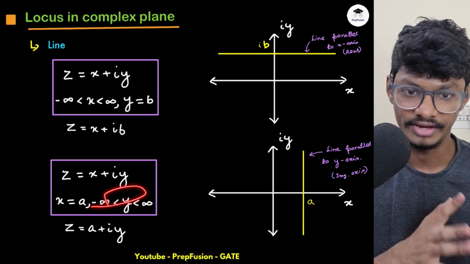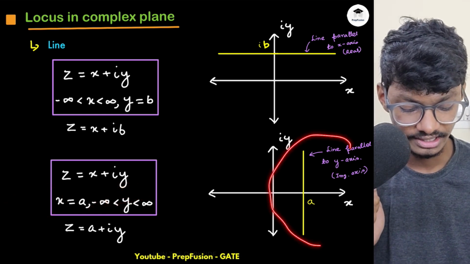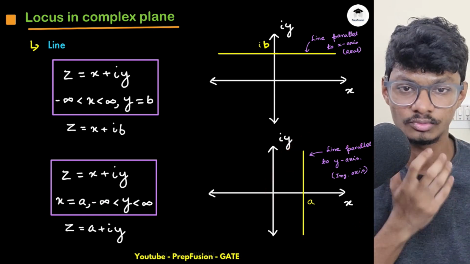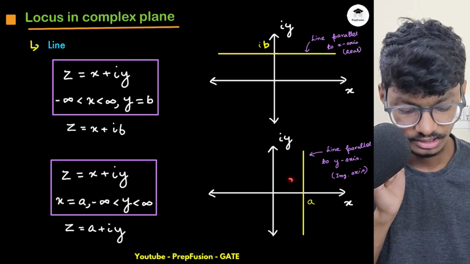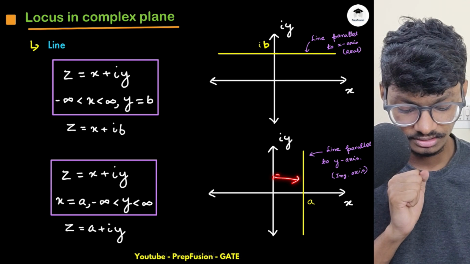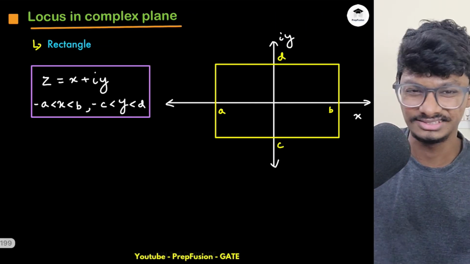If my y is now varying and my x is constant, so if x is constant, y is varying, so we'll get a line which will be parallel to y axis, and the distance from the y axis will always be constant, which is a. Okay, which is a. So distance from the y axis will always be constant, which is a. Okay, so this is how you get a 1D line. Nothing much to explain here, right?